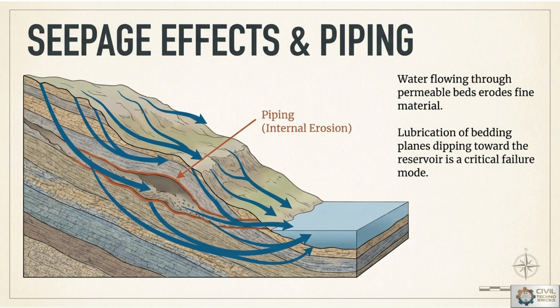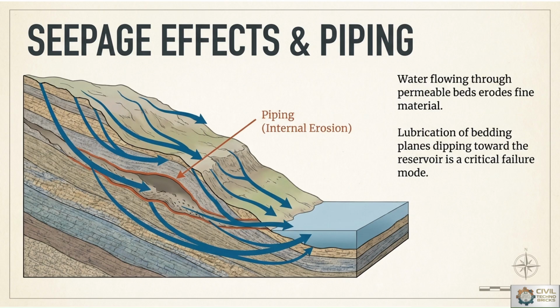Seepage occurs when water flows through soil or rock pores. Uncontrolled seepage generates internal erosion within embankments and slopes. Piping develops when fine particles are removed by flowing water or runoff. Continuous erosion creates underground channels and weakens the existing structure of the rock.